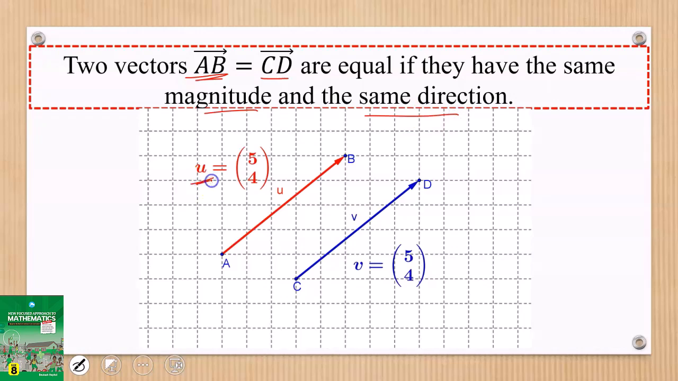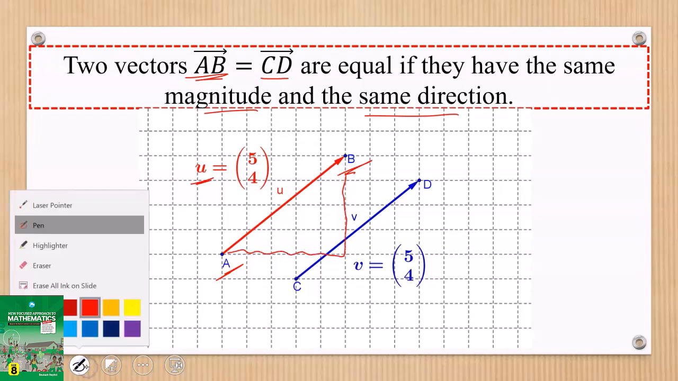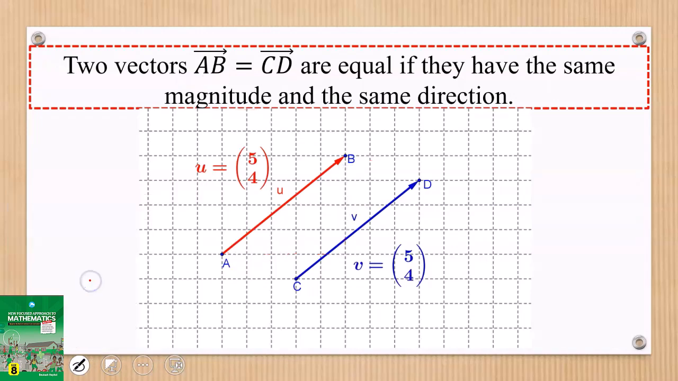Now look at vector u, which is the same as vector AB, and the component is (5, 4). That means 5 on the x-axis, 4 on the y-axis. Then let's also look at the vector CD, which is (5, 4), which means 5 on the x-axis as well, 4 on the y-axis. Good. Now we are saying that these two vectors are equal because, 1, their distance is the same, 2, they are moving in the same direction. That makes them equal vectors.